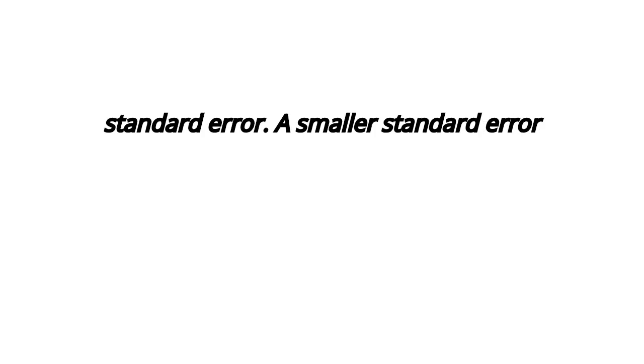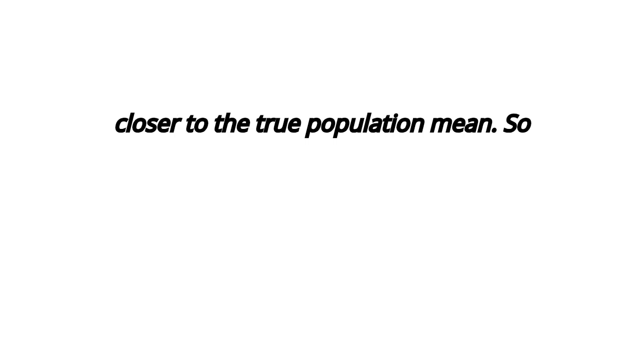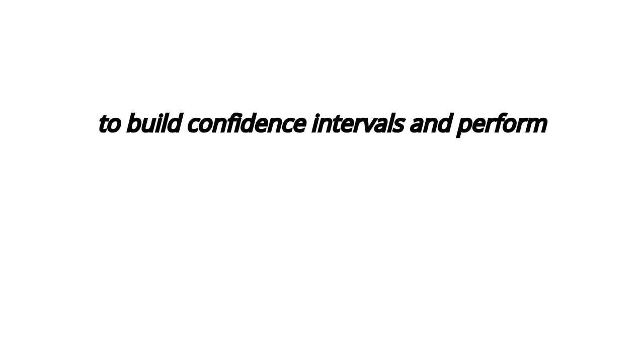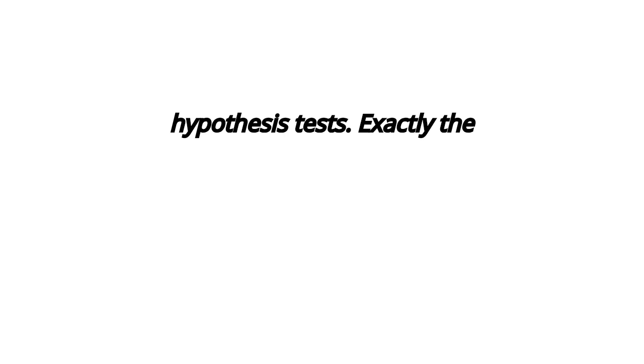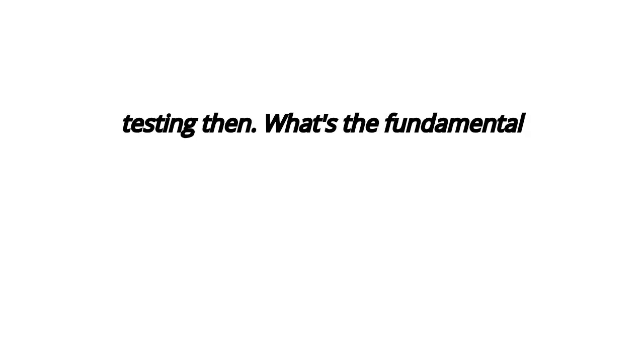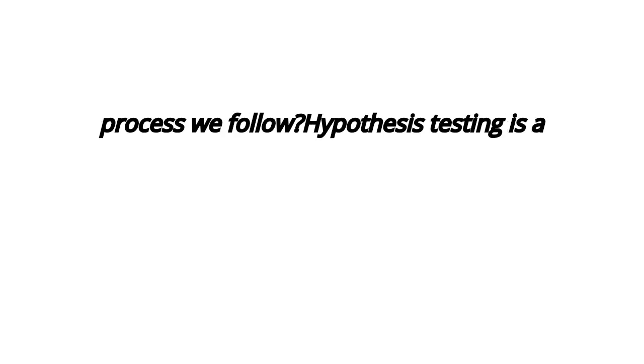A smaller standard error indicates our sample mean is likely closer to the true population mean. So, the CLT gives us the shape, standard error gives us the spread. This allows us to build confidence intervals and perform hypothesis tests. Exactly, the foundation. Let's dive into hypothesis testing then. What's the fundamental process we follow?